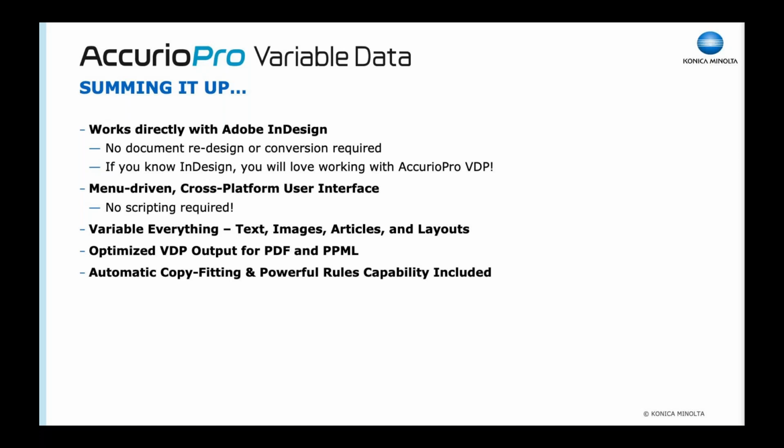Automatic copy fitting we demonstrated. The rules capability, that's all included in the software. If you want barcoding, you can add that on. The imposition that we show. By the way, the imposition you're going to find is the fastest that you've ever seen for variable data.